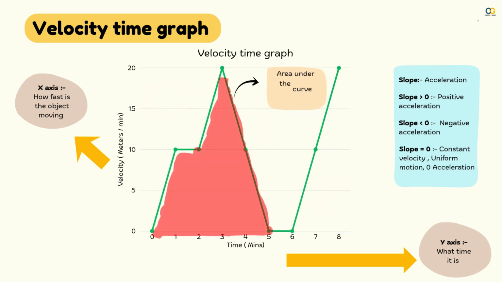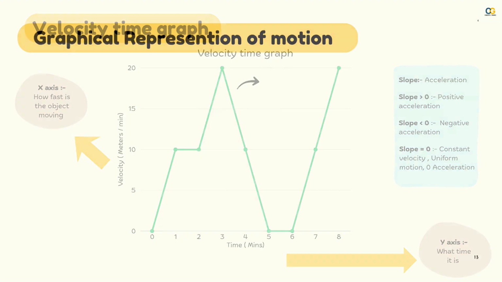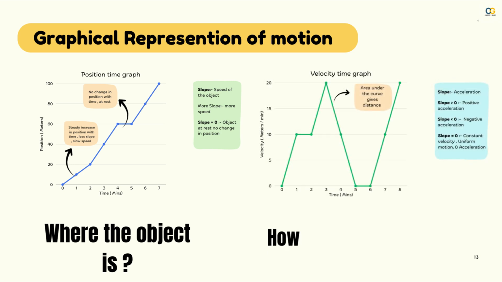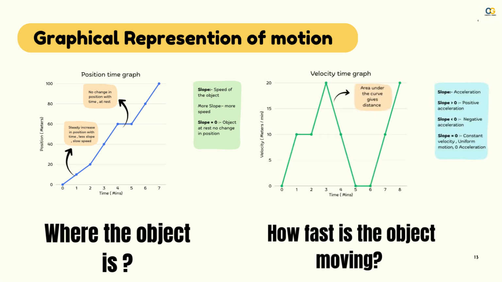The area under the curve in this graph would give you the distance that the object covers, because to get the area we would multiply velocity with time, and speed into time is nothing but distance. So position time graph tells us where the object is and the slope of the graph gives us the speed. Whereas the velocity time graph says how fast is the object moving, where the slope gives us the acceleration and area under the curve gives us the distance.